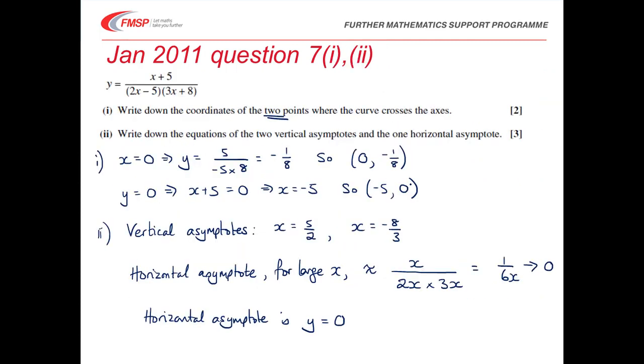Let's look at how the mark scheme works for this question. For parts 1 and 2, it's basically 1 mark per answer, so a mark for that intersection, a mark for that one, a mark for that asymptote, a mark for this asymptote, and a mark for that asymptote. There's a special case, 1 mark, if you've just written down x equals minus 5 and y equals minus 1/8, rather than giving, as it asked, the coordinates of the 2 points.